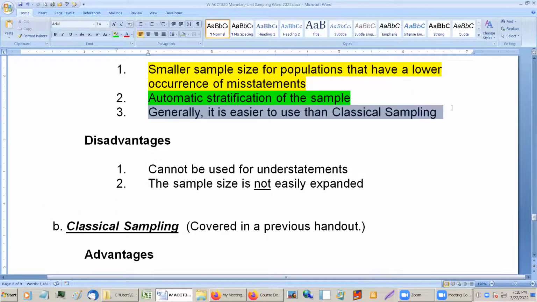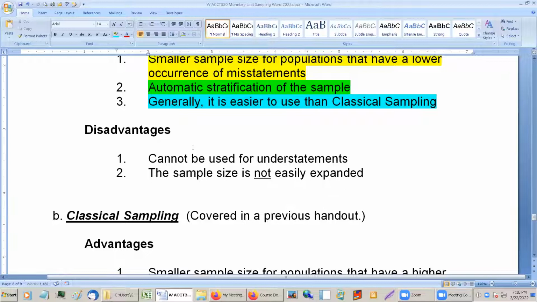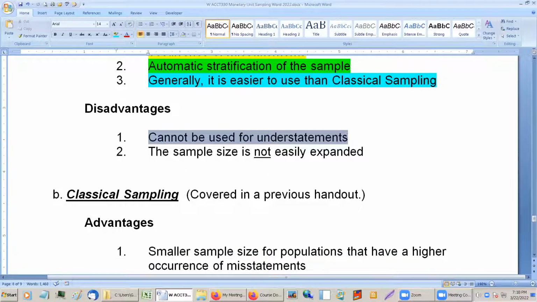And again, this last one, probably not obvious from what we just did, but it is generally easier to use. The disadvantage, and this is the huge one, is that it cannot be used for understatements.